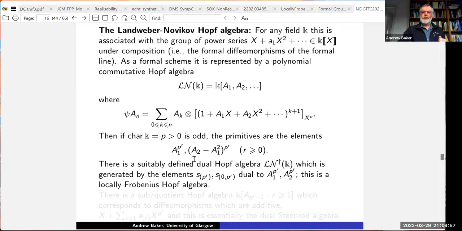Okay. Now it's a little bit tricky to prove that's locally Frobenius. It involves a little bit of work, and I think I have an argument, but I've never written it out.